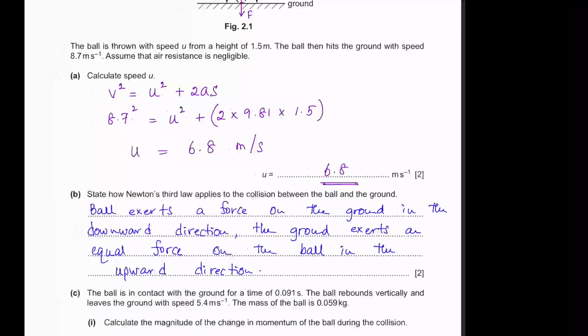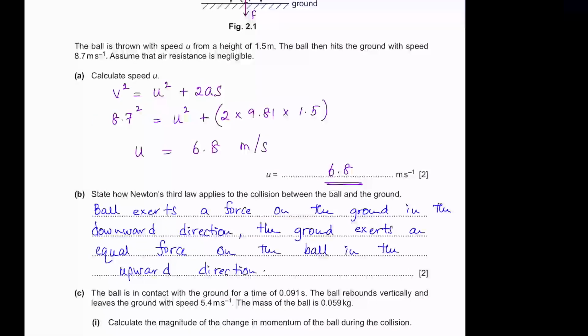The ball is in contact with the ground for a time of 0.091 seconds. The ball rebounds vertically and leaves the ground with a speed of 5.4 meters per second. The mass of the ball is given. Calculate the magnitude of the change in momentum of the ball during the collision.